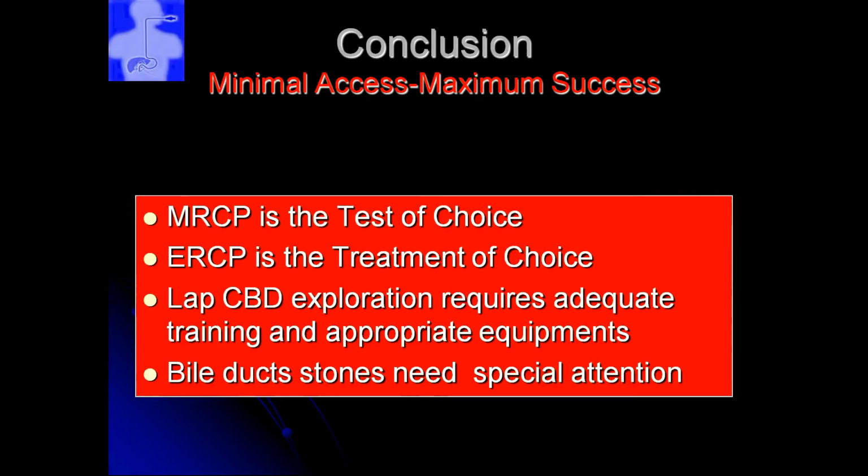Next slide. So ladies and gentlemen, to conclude, our aim is minimal access with maximum success as far as the management of common bile duct stones is concerned. MRCP is the test of choice for management of bile duct stones. ERCP is the treatment of choice. Lap CBD exploration requires adequate training and appropriate equipment. So it will be applicable only in a very select group of people, and especially in our country we do more of a CBD exploration rather than a transcystic exploration, and bile duct stones need special attention and specialist attention. Thank you.